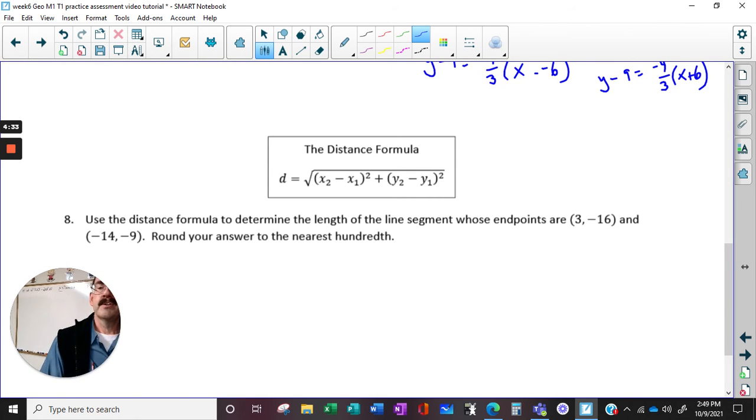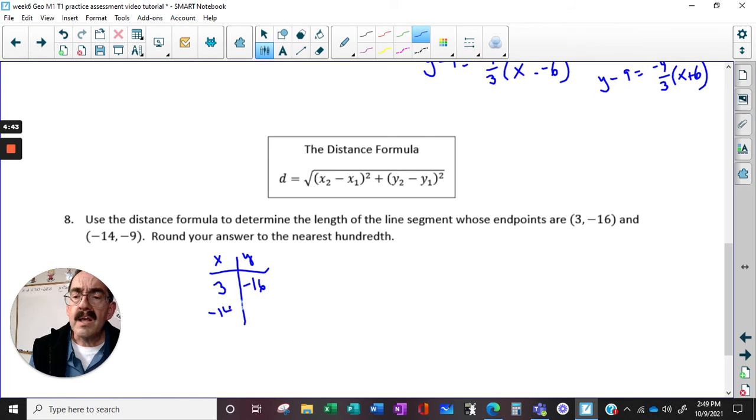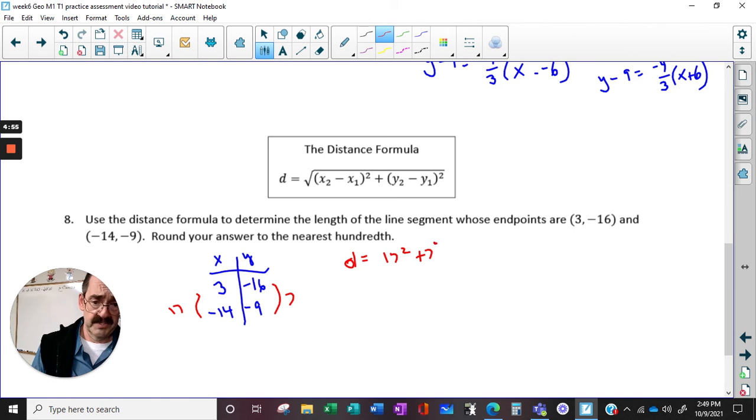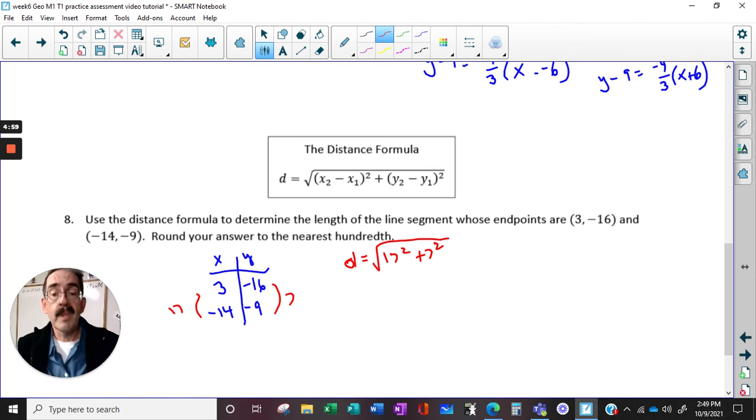Distance formula. Use the distance formula to determine the length of the segment whose endpoints are given. Okay, so again, I wasn't very good at this at your age, so I got (3, -16) and (-14, -9), a gap of 7, a gap of 17. D is nothing more than 17 squared plus 7 squared. Take the square root. Okay? All right.